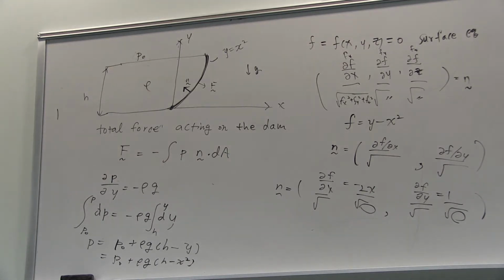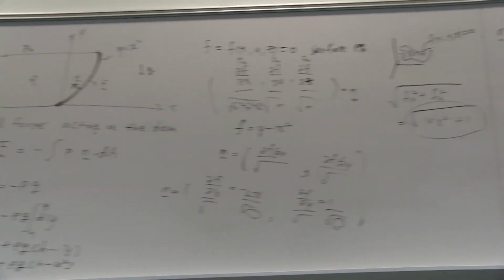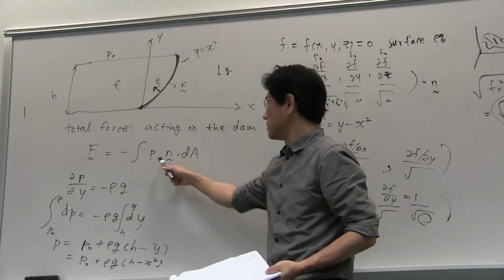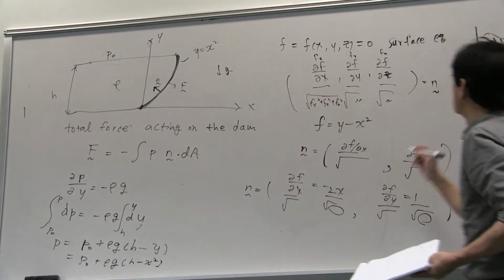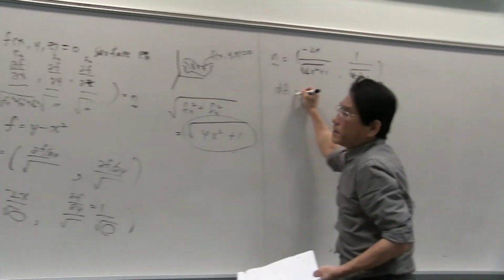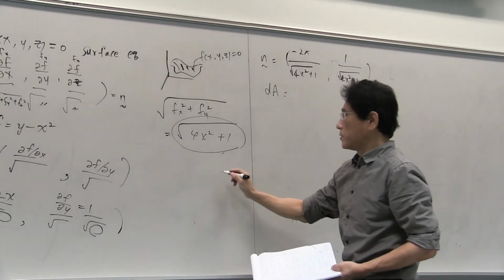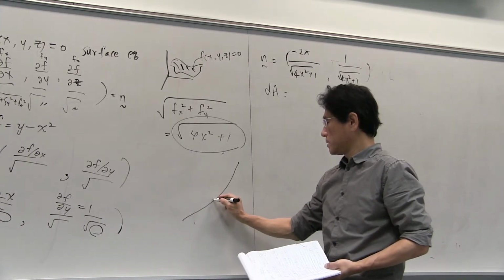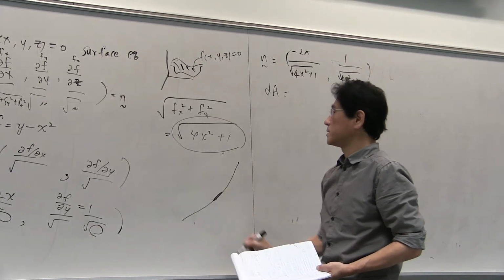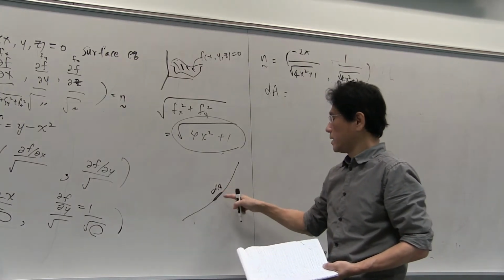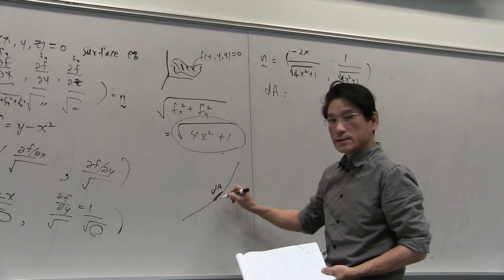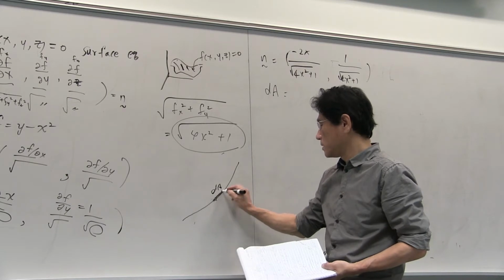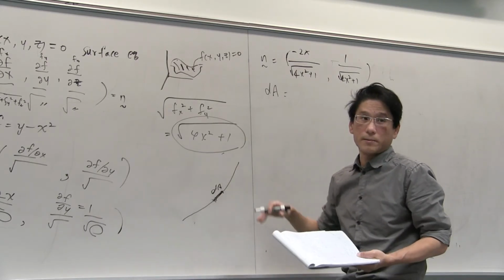So you got it? It's a bit complicated, but let's finish up. Now you have p as a function of x. Now dA. How do you solve dA? In Cartesian coordinates, you have some curved surface like this. I'll say this is dA. So dA is actually the length times depth. We take a unit depth, so dA means just length.